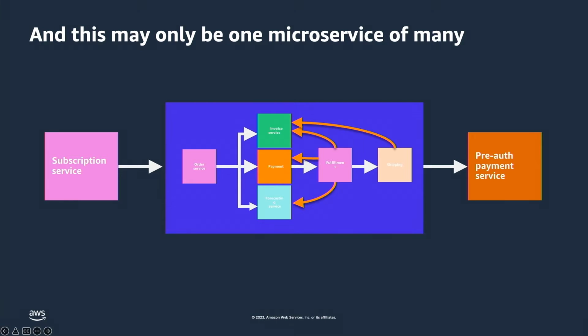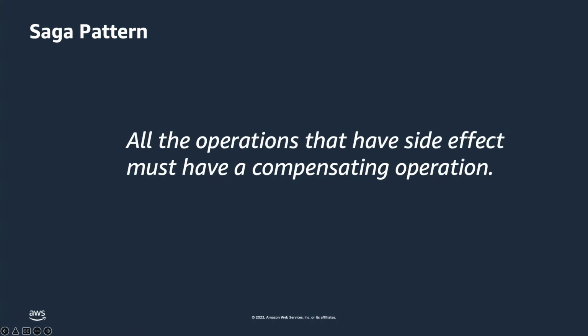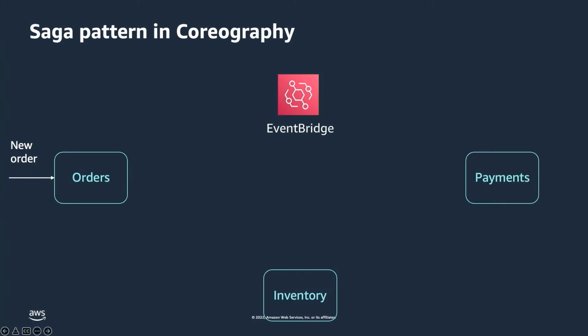Well, for that, we have the saga pattern. And basically, what the saga pattern says is that all operations that have side effects need to have a compensating operation. So when you're designing this type of architecture, you need to think about that. We have the fantastic CRUD: create, read, update, delete. Everything but the R is a side-effect operation, so you need to have a reverting operation for that. And that applies to choreography and orchestration.